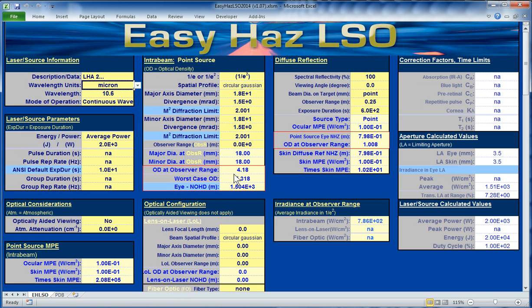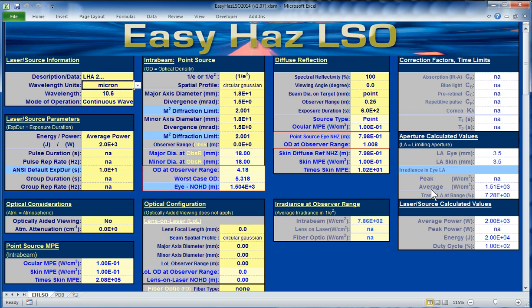The OD at observer range is a real world value. The worst case is somehow magically all the power passed through the limiting aperture, and this would be worst case if that were to happen. So your OD value would never exceed 5.3. In this case, we would go to OD 6. Now, what would I do here? I see that I only need an OD 5. Worst case would be OD 6. Well, it turns out for a CO2 that the eyewear is clear. So why not just pick the worst case, go with OD 6? And that's typically what we do in industrial situations.